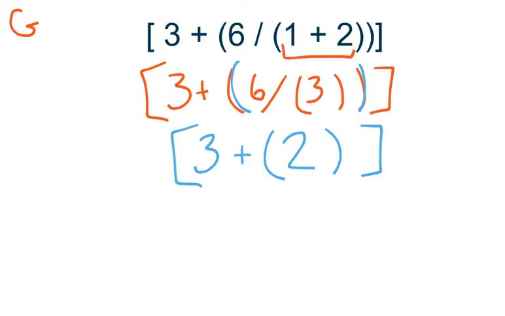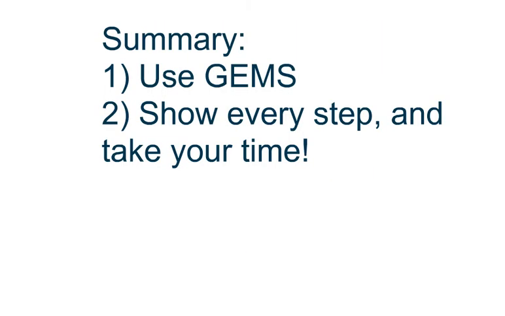What I see is I have a grouping symbol, and within my grouping symbol is addition. 3 plus 2 is 5. The solution here is 5. So in summary, when I'm solving problems using order of operations, I want to use GEMS: grouping symbols, exponents, multiply and divide, add and subtract, and I want to show every single step and take my time. This is just slow, take your time arithmetic to solve and get the answer.